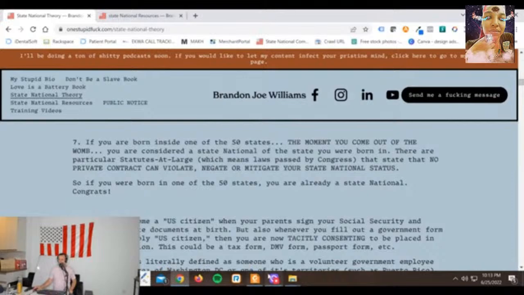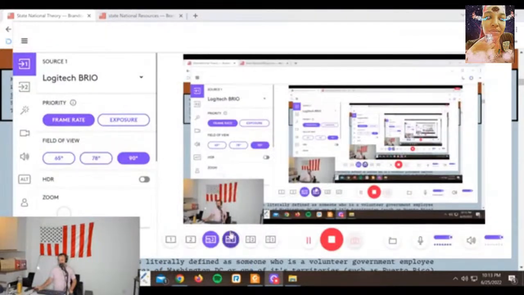Now, the state national part gets muddied. Basically, here's you as a state national. That's like your foundation, and then the U.S. citizen thing gets superimposed on top. The state citizen's still there. All you're doing is removing the superimposed U.S. citizen, and then boom, the state national just shines right through. It's always there. It's always been there.